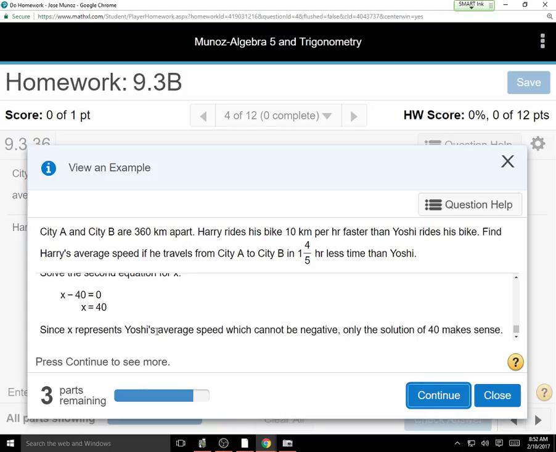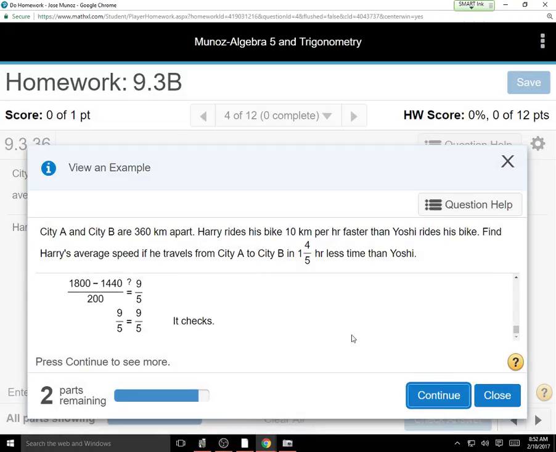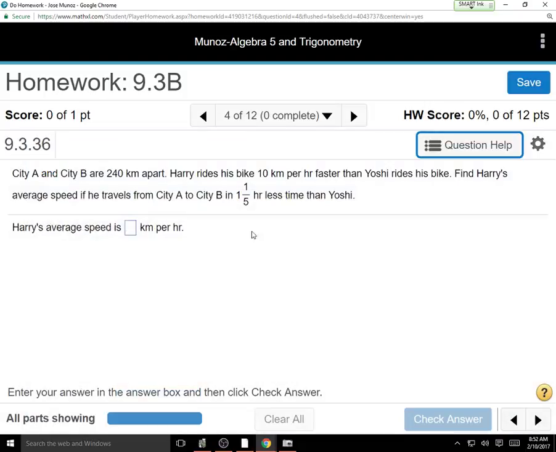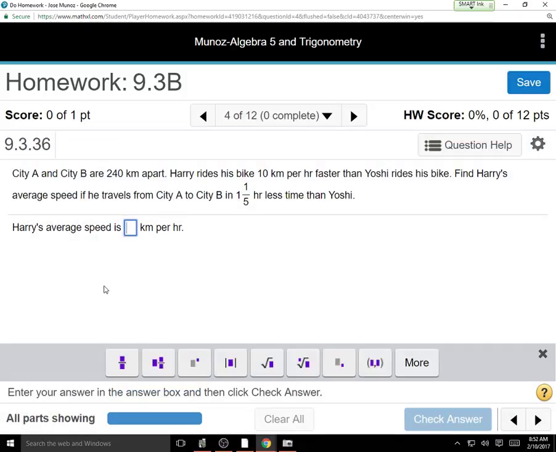Since x represents Josie's average speed, which cannot be negative, only the solution 40 makes sense. Yeah, I got that. I just didn't know why it gave us both. That's why I was confused. With Ray, I just left her. And I was like, so we're saying, what number did I get? It was positive 40, right? Yeah.